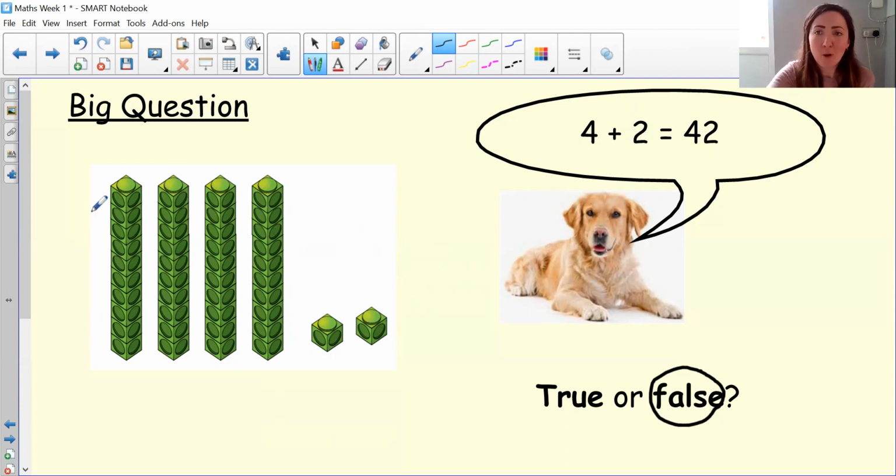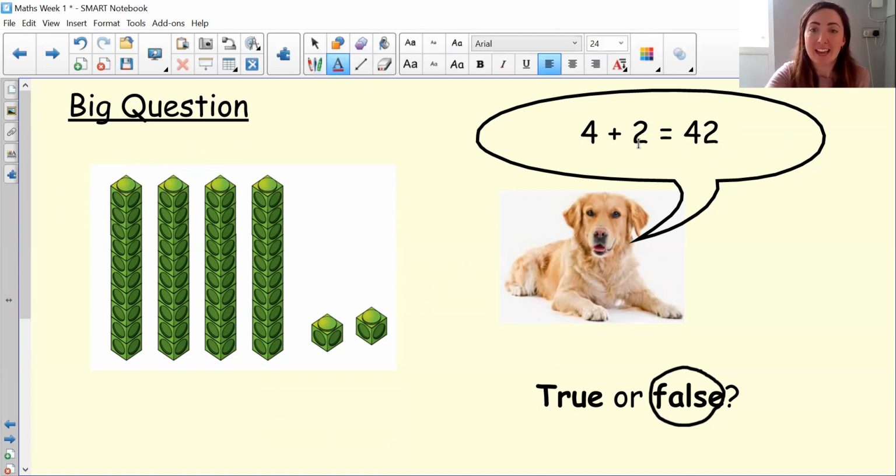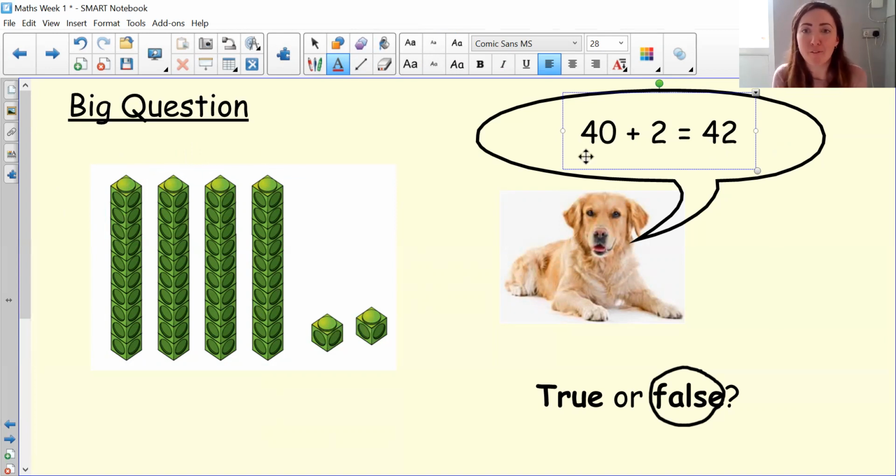No. So what should she have written down as her statement? What would make it correct? So if we know the whole number is going to be 42, then we can count in tens, can't we? 10, 20, 30, 40. So 4 tens is 40. And then we can count on 41, 42. So that was the mistake that Stevie made, wasn't it? She wrote 4 instead of 40. So is that what you managed to work out as well? Brilliant. Well done if you did.